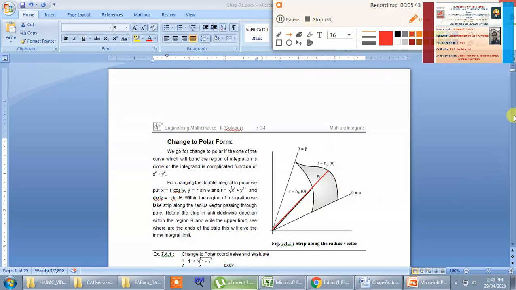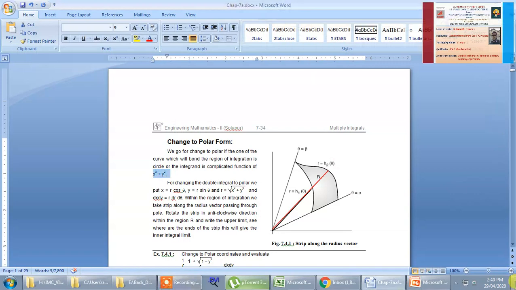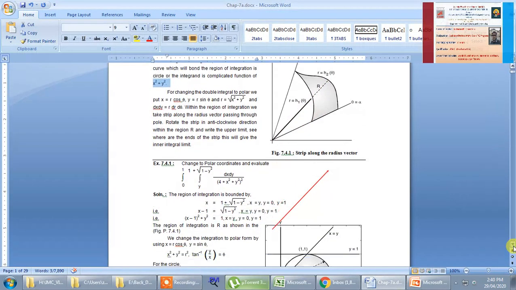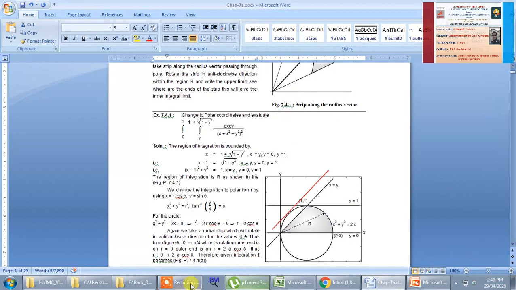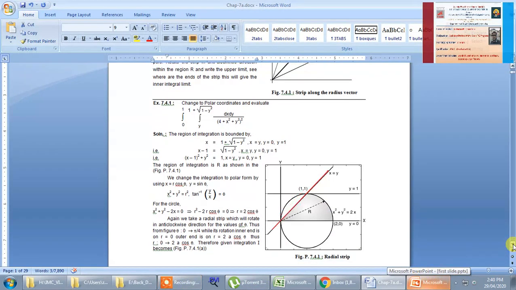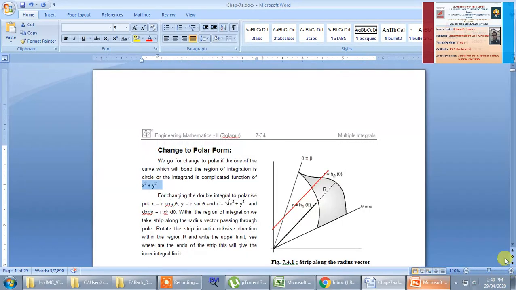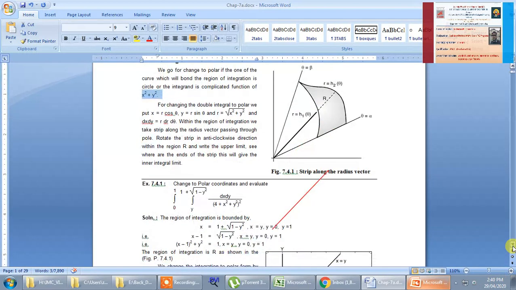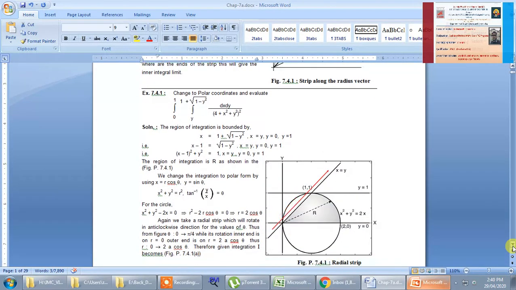Let us have the first problem. So here is the first problem. The problem is to change to polar coordinates and evaluate. So let us see how to change the problem to polar and evaluate.